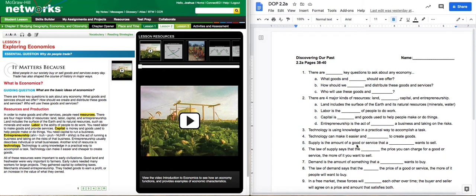Let's talk about it. In order to make goods or offer services, people need resources. There are 4 major kinds of resources. There's land, labor is your blank, capital, and entrepreneurship. Now we'll talk about each one of these. Land includes the surface of the earth and its natural resources, such as minerals and water. So that's a good one when we talk about land. It's not only the dirt, but everything inside that dirt as well. But not only land, it's also water, guys, which we usually don't think of when we talk about land.